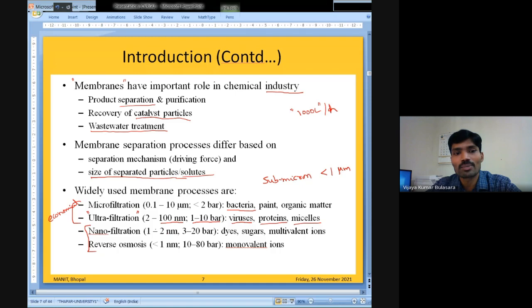So as the pore size decreases, the pressure required, that is the driving force required, will be higher. In the nanofiltration case, the driving force is 3 to 20 bar. That means more than 10 bar is generally required for operating a nanofiltration membrane. So this nanofiltration process can separate dyes, sugars, and multivalent ions.